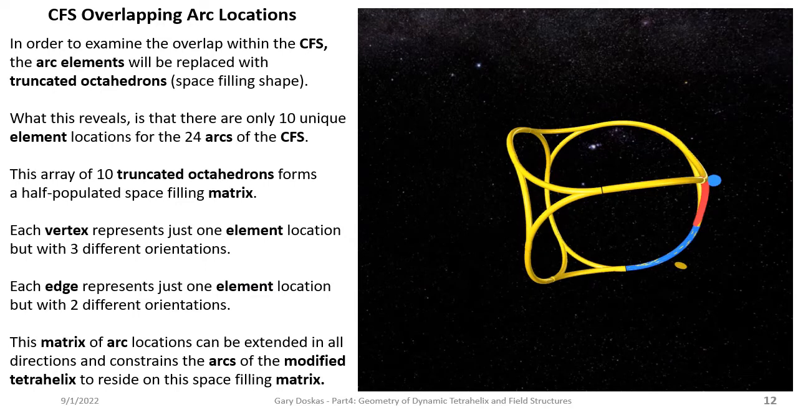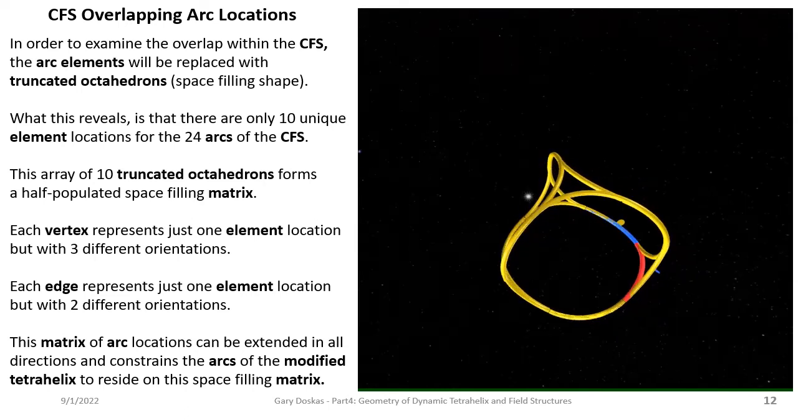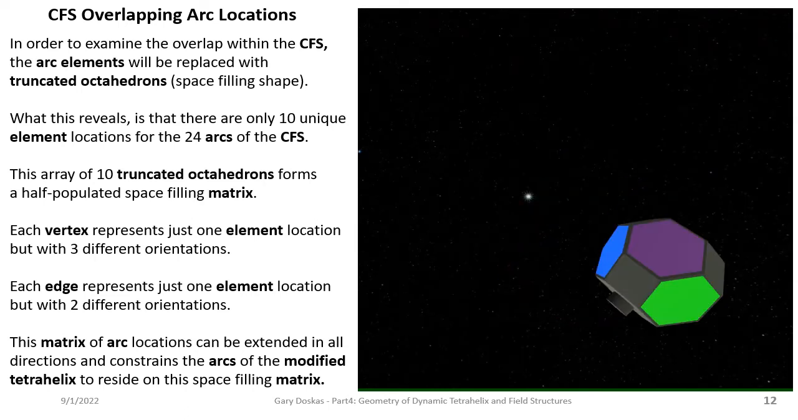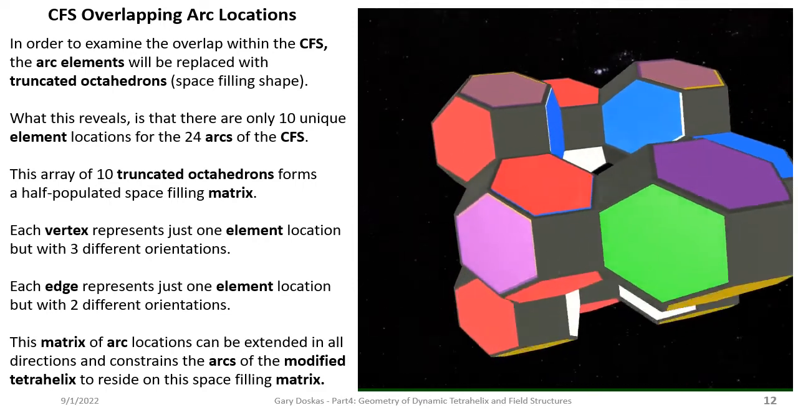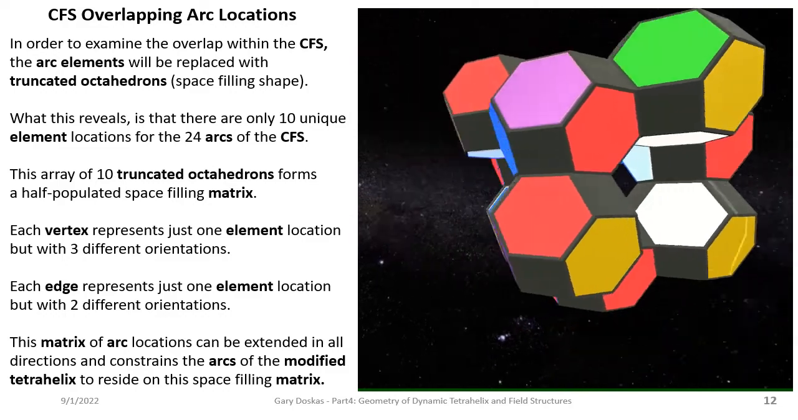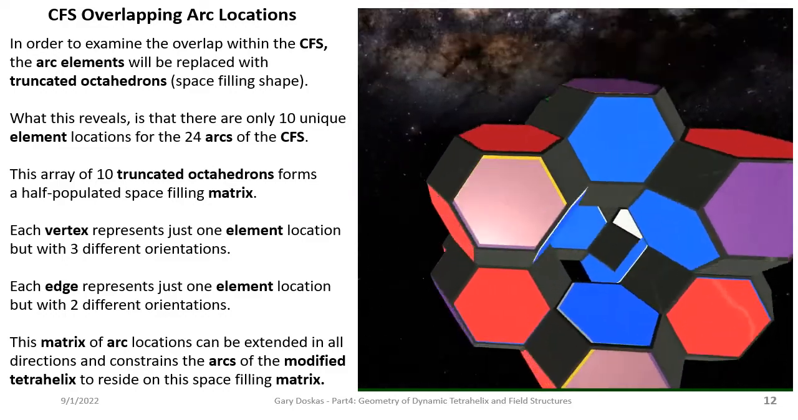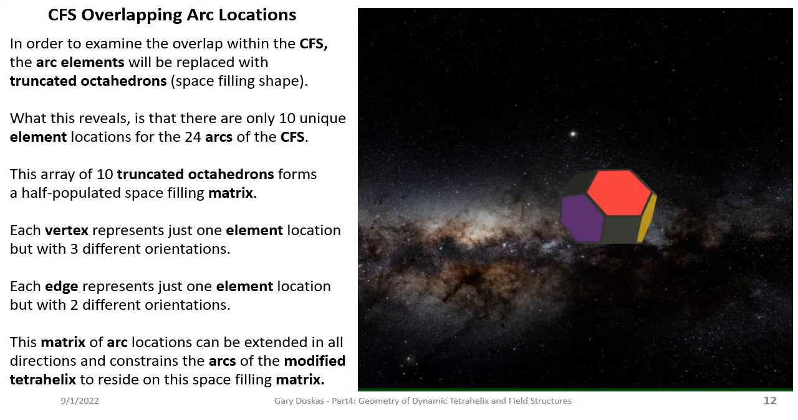CFS overlapping arc locations. In order to examine the overlap within the CFS, the arc elements will be replaced with a geometric-compatible truncated octahedron, a space-filling shape. What this reveals is that there are only 10 unique element locations for the 24 arcs of the CFS. This array of 10 truncated octahedrons forms a half-populated space-filling matrix.